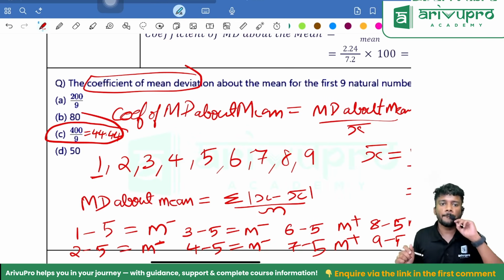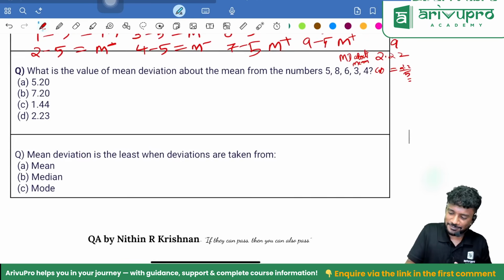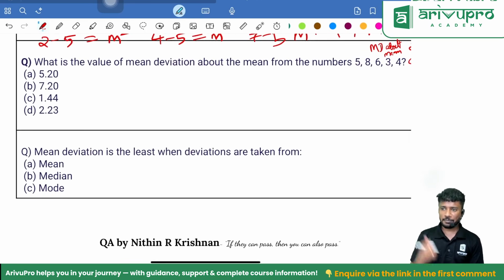That is the method. Yes, ma'am. They came? Afternoon they came. You met them already? Oh, okay. Fine. Yes. Finally, it's the day, right?